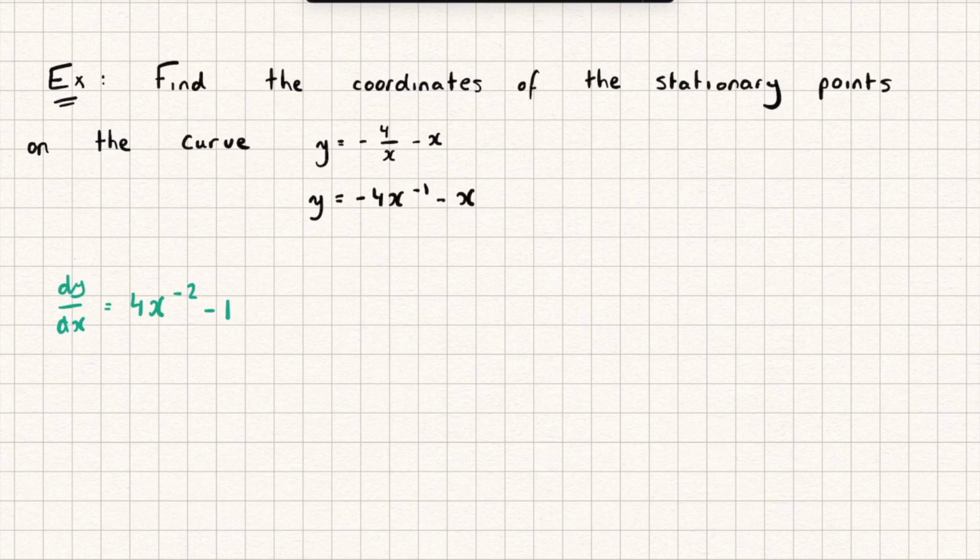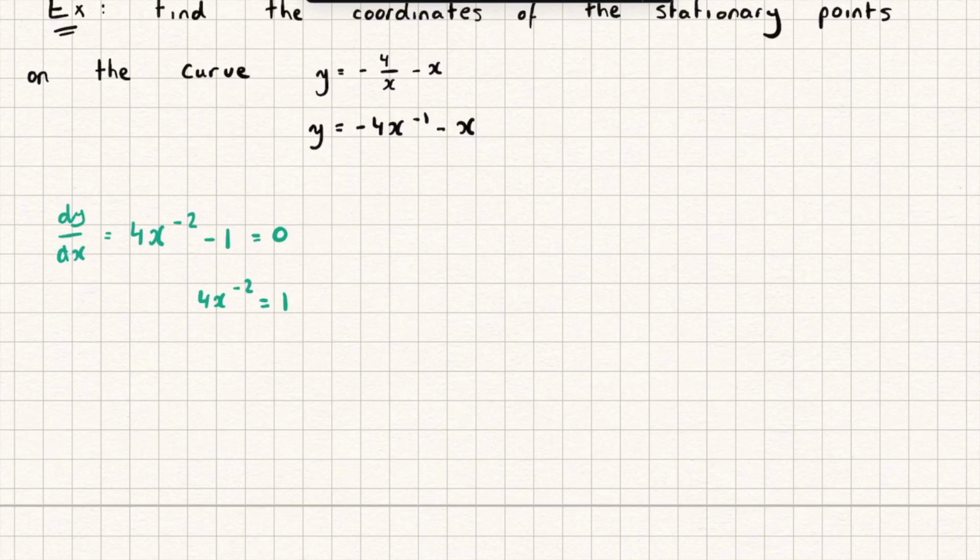Again, stationary point, so where the derivative equals 0. So we set this equal to 0, and this here is our equation to solve. To solve this, I'm going to add 1 to both sides. From here there's a couple of ways you could solve this equation. I'm going to choose to rewrite it as 4 over x squared equals 1. Multiply both sides by x squared and get 4 is equal to x squared. Then square root both sides and get x is equal to plus or minus 2.